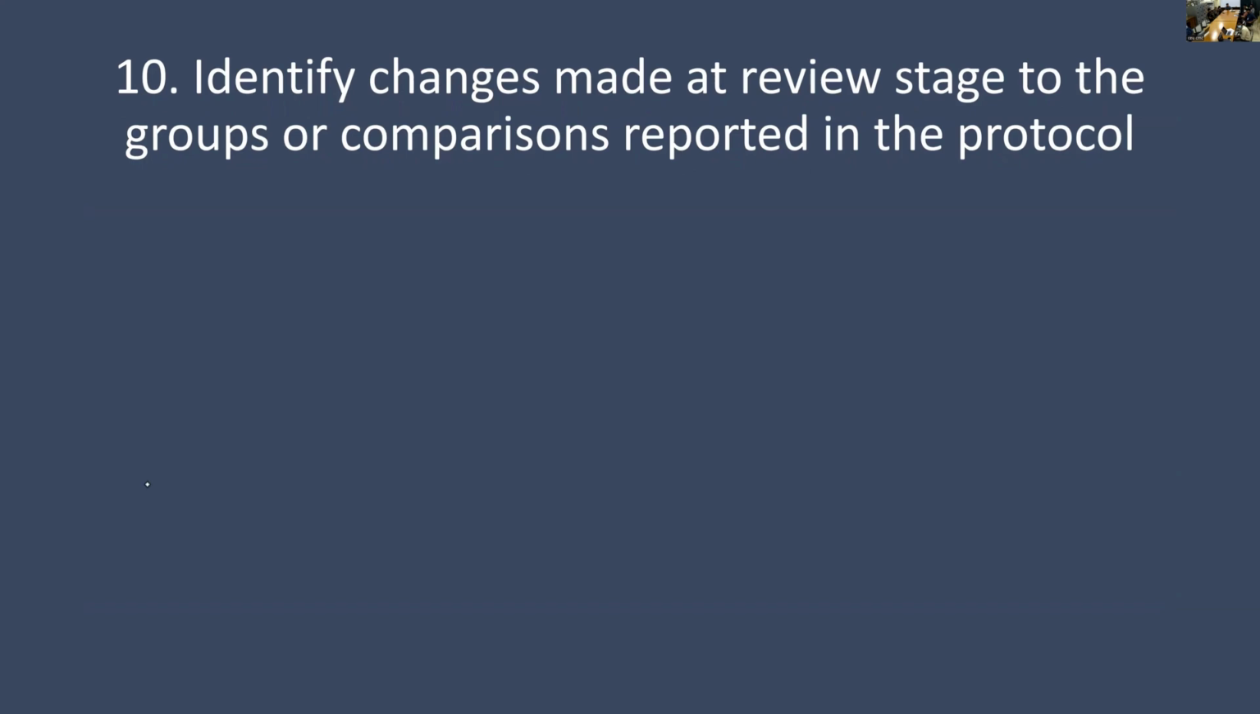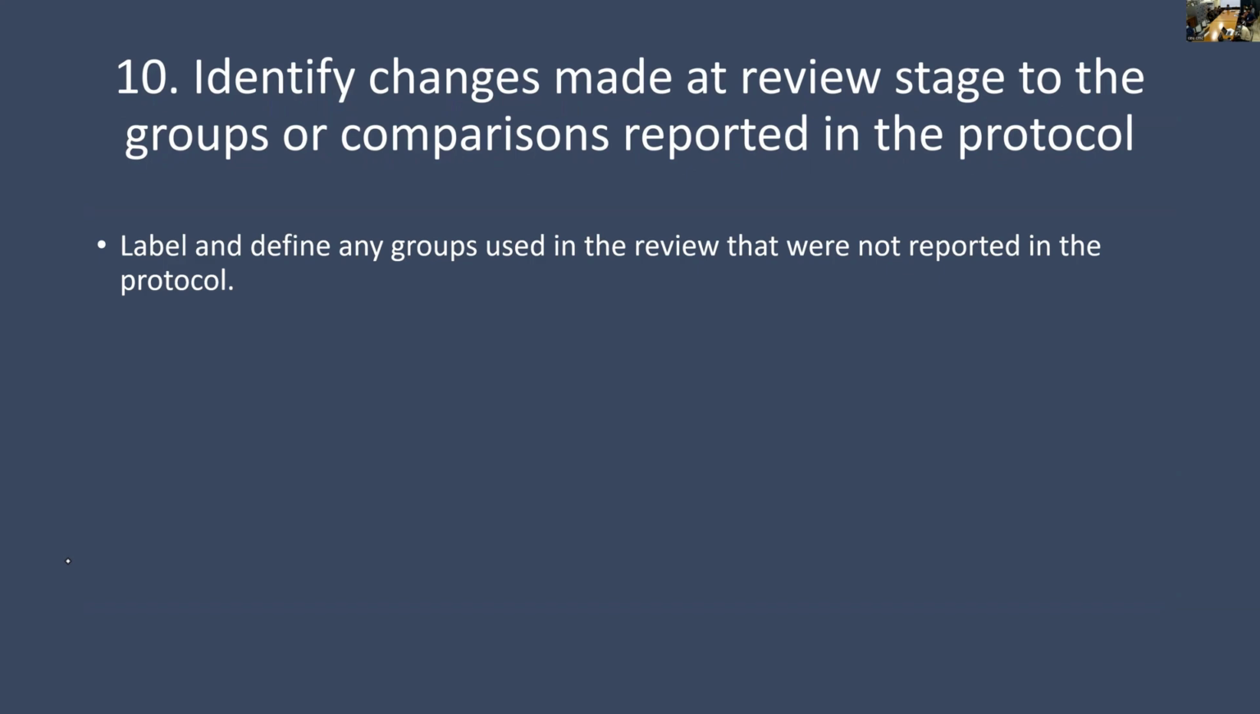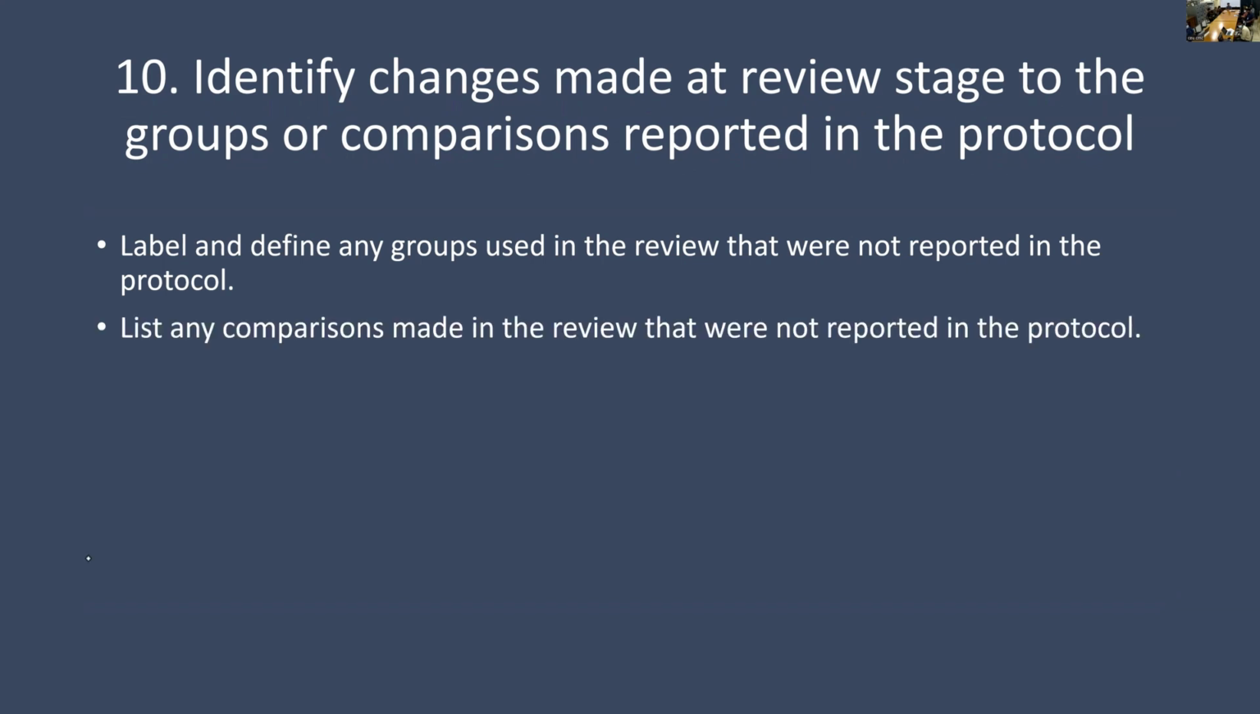The last 2 questions are only at the review stage. Label and define any groups used in the review that were not reported in the protocol. If at the end of the review you have come up with new things, list any comparisons made in the review that were not there in the protocol. For example, there may have been an incomplete intervention. We may not have really gotten enough studies to come to a meaningful conclusion.